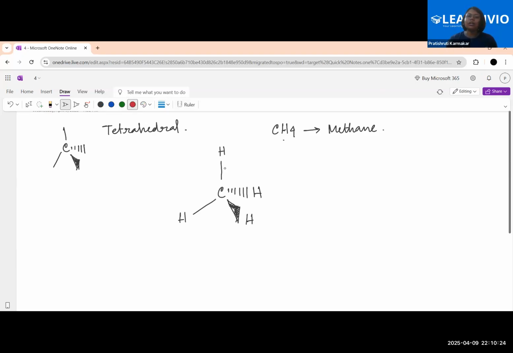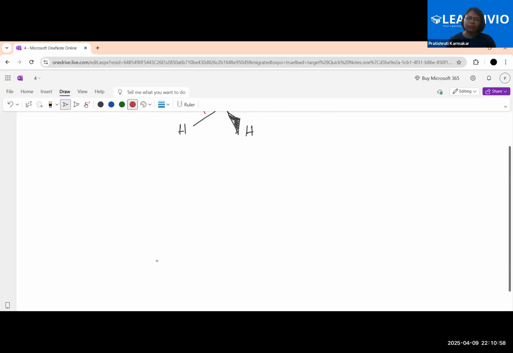One thing about this tetrahedral structure is the angle between these two bonds, like the C-H bonds. The angle between them is 109 degrees 28 minutes. This is the point of the tetrahedral bond. Now this one we call methane.